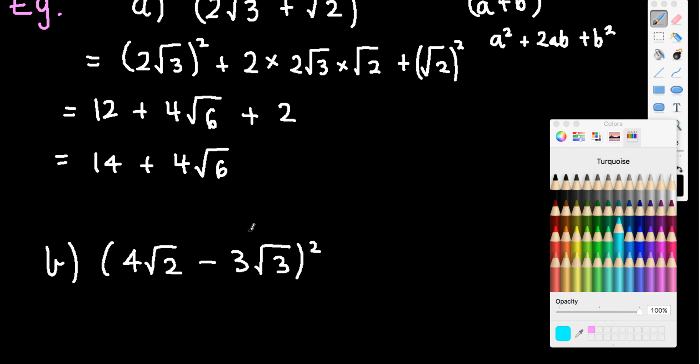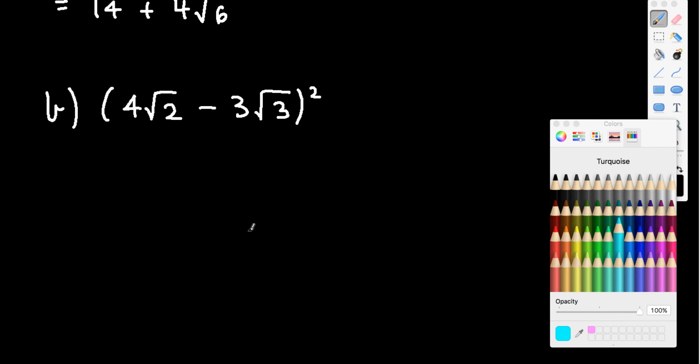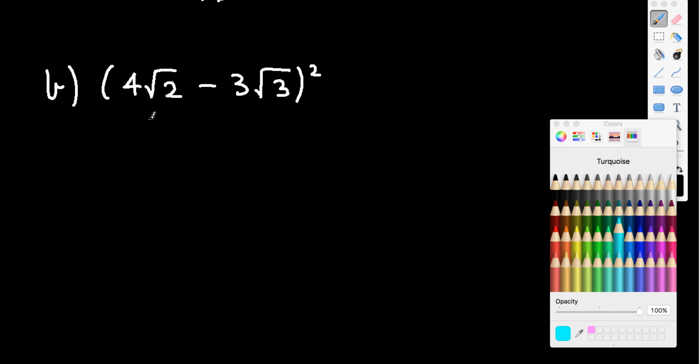Let's try another one. As you can see, we're in this form now. A minus b all squared, and of course that's going to be a squared minus 2ab plus b squared when we expand it out. So let's do that now.